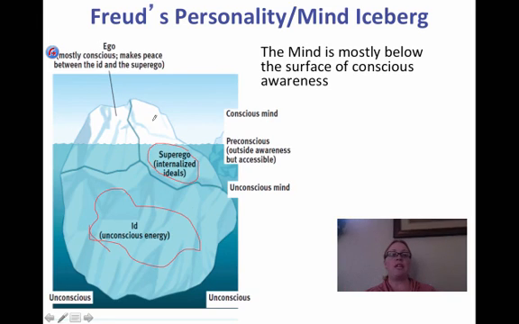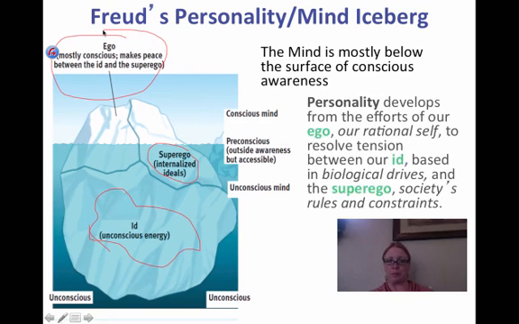Now the ego is the mediator. The ego is the one that says, okay, superego, sometimes we can't be perfect. Id, we can't be little devils all the time. And it tries to find a balance. It tries to make peace between the id and the superego. According to this model, Freud says that our personality develops from the efforts of our ego, our rational self, to resolve tension between our id, which is our biological drives, and the superego, which is society's rules and constraints. So again, he says our personality is our ego.